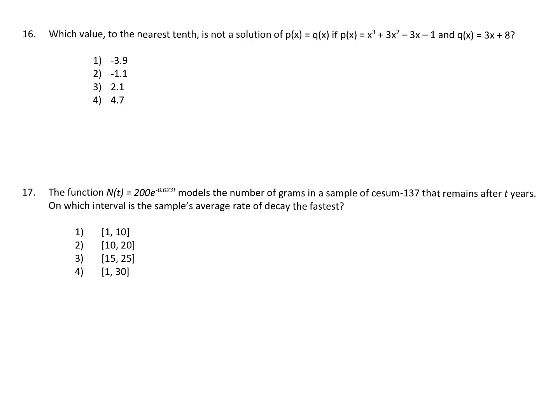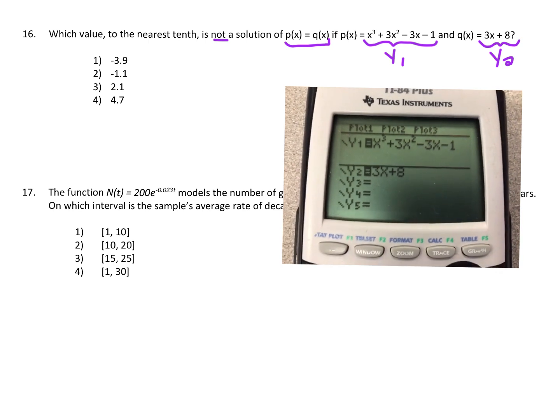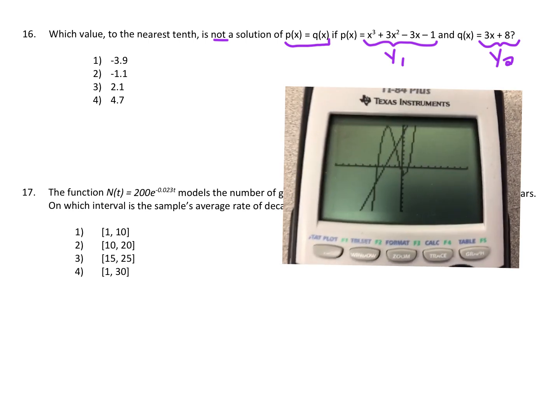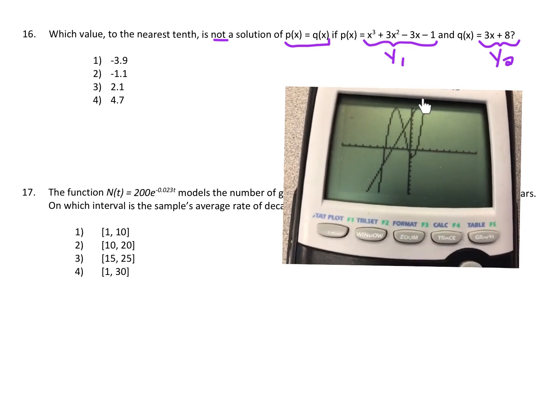Okay, so number 16, they want to know which value to the nearest tenth is not a solution to when p of x equals q of x. Now, when we see this, what we're going to do is, in our calculator, we're going to plug our first function into y1, and we're going to plug our second function into y2, and we're going to look for the points of intersection. Okay, so I plugged the first one into y1, the second one into y2, and I'm just going to hit graph, and we can see that there are 1, 2, and there'd be a third one all the way up there.